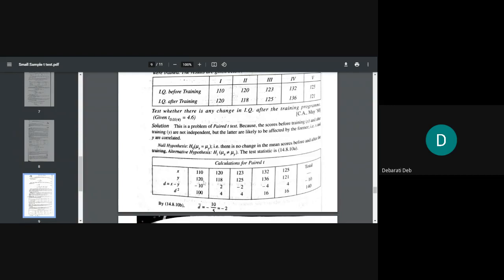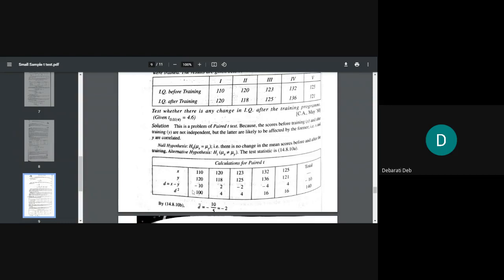So how will you do? You will just deduct the second value from the first value. That is 110 minus 120. Then 120 minus 118. Next 123 minus 125. Next 132 minus 136 and 125 minus 121. Like that you will get the values.